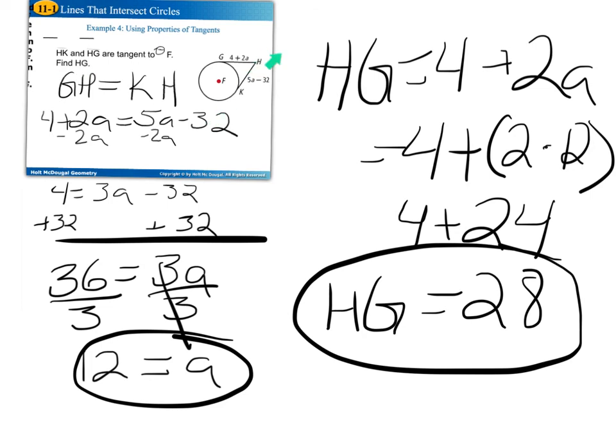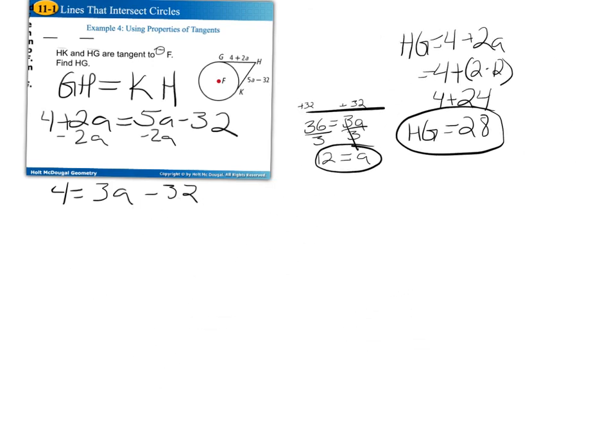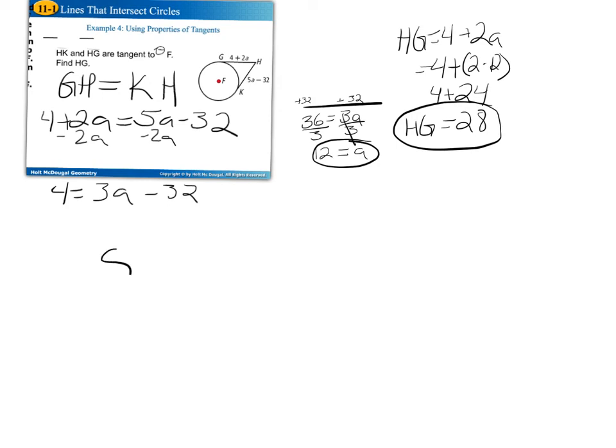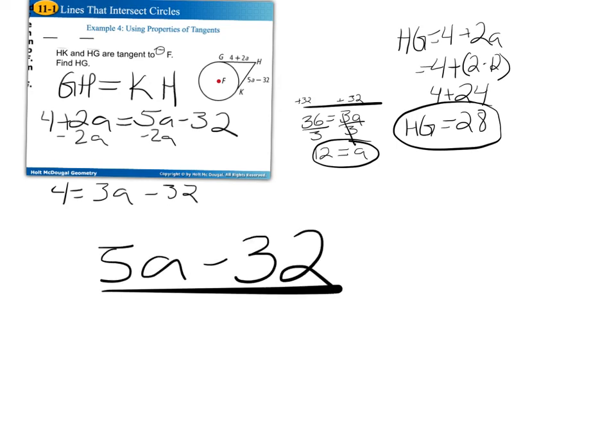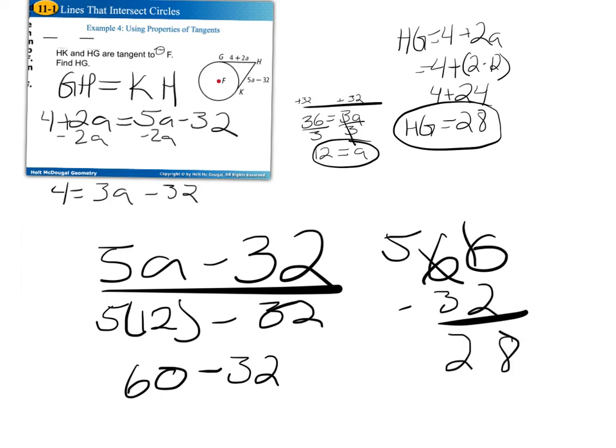But to make sure you did it correctly, you could plug this back in to HK, and because they're tangent, they should be the same length. So let's do that just to check our work. I'm going to plug in 5a minus 32. I'm going to plug the 12 in. 5 times 12 is 60. 60 minus 32, and I get 28. So again, I should get 28. It's not a coincidence. I set them equal to each other. I got 12 to be a, so 28 and 28. But the answer is HG equals 28.